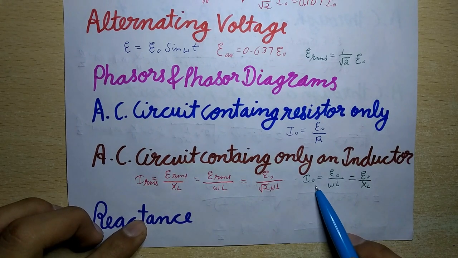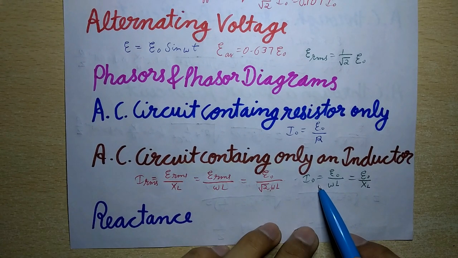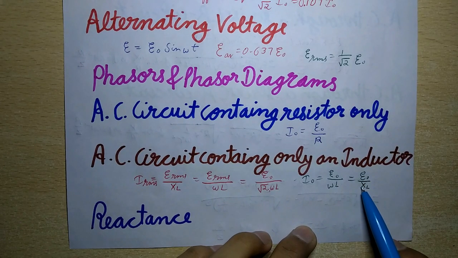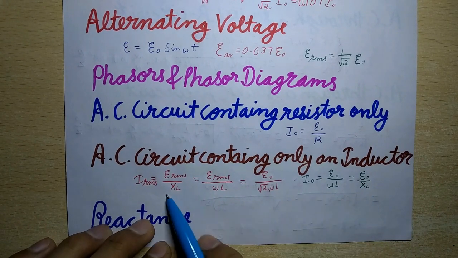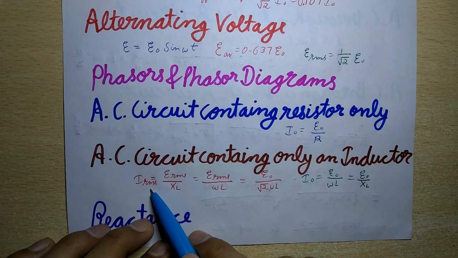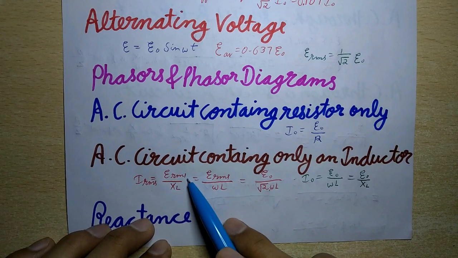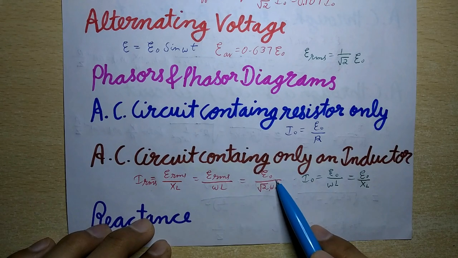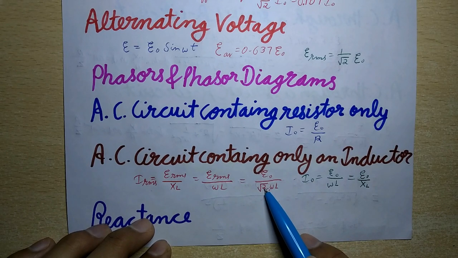and the peak value of current is I₀ = E₀/ωL = E₀/XL, and this is the root mean square value of current: I RMS = E RMS/XL = E RMS/ωL, which is equal to E₀/(√2 ωL).